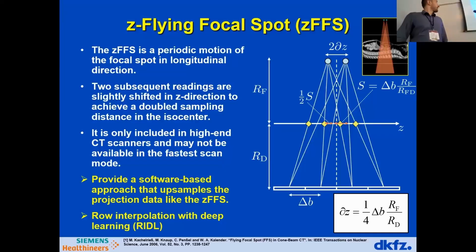However, this technique is only provided in high-end CT scanners. And another point is that by using the Z-flying focal spot, an increased number of detector readouts is required. So this may prevent switching to the faster scan mode of the scanner. And this leads us directly to the primary target of our project, to provide a software-based approach that upsamples the projection data like the Z-flying focal spot. And as this is kind of a riddle for our research, we use it as our acronym: RIDDLE, the row interpolation with deep learning.